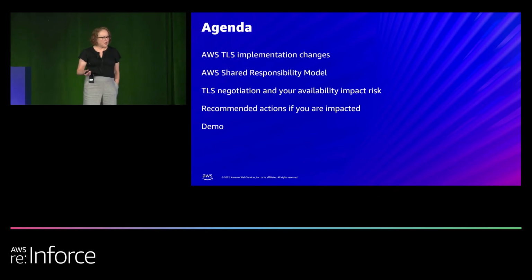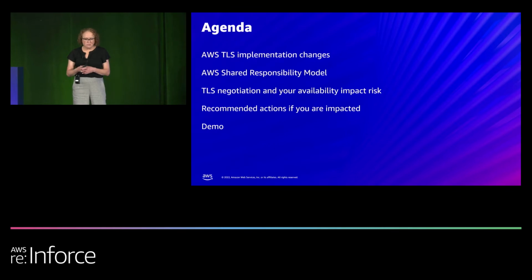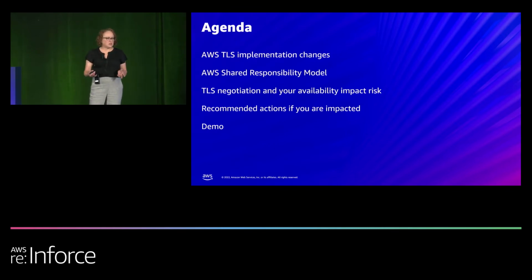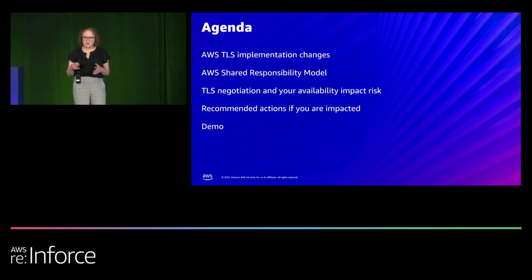We are splitting this talk into two parts. First, I'm going to be covering what is this current work we are doing, why we are doing it now. I will talk a little bit about TLS and the shared responsibility model. And I will also go over the TLS connection workflow and a bit about TLS negotiation so we can fully demonstrate how our current work can pose a risk of availability impact to you.